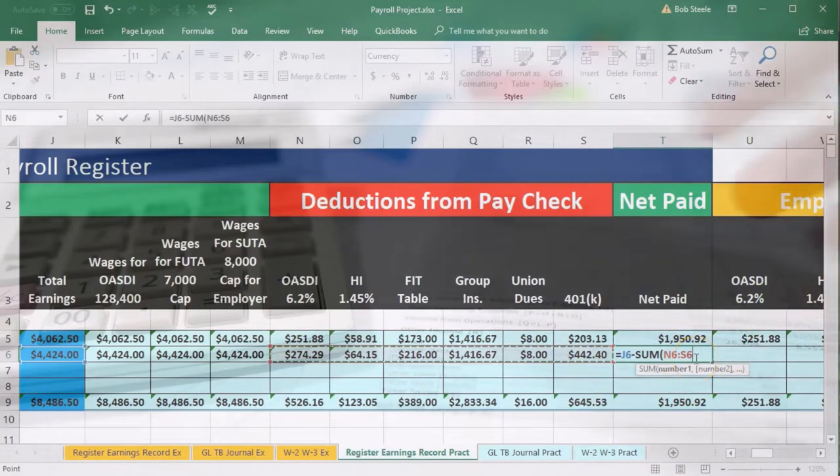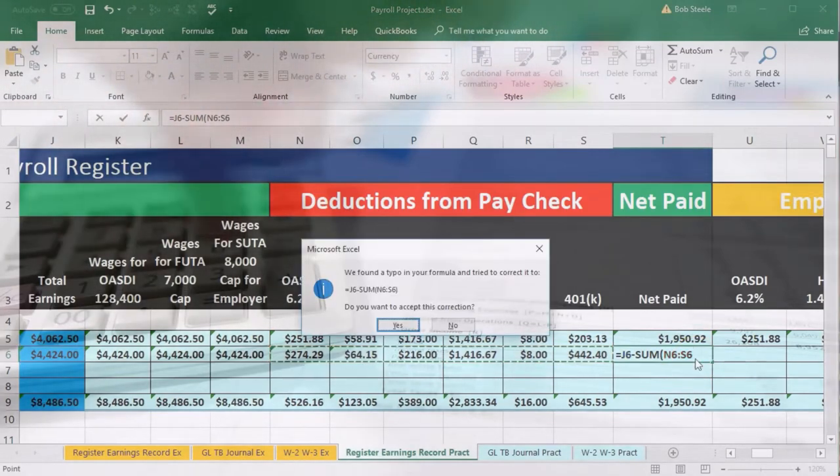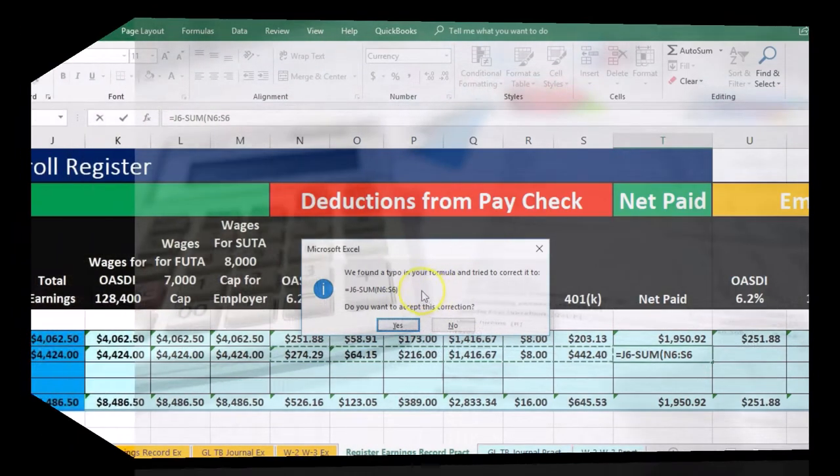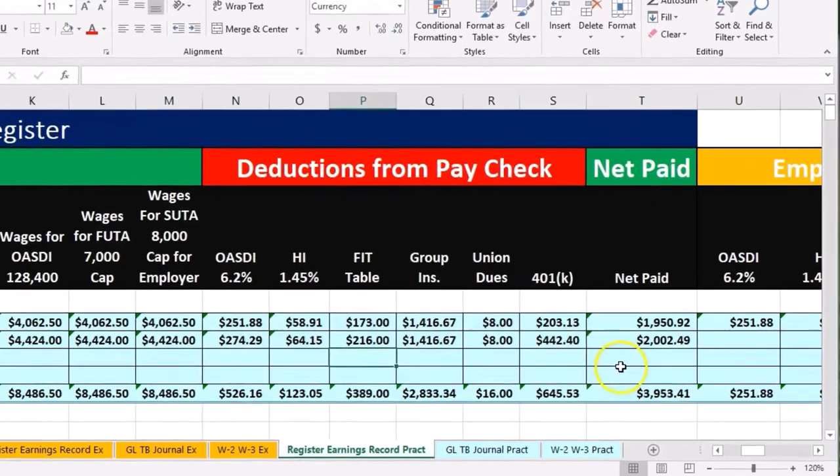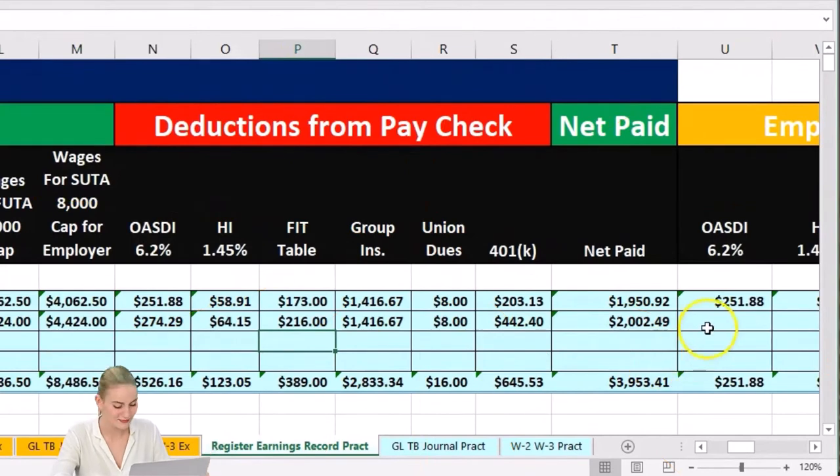Notice I should close the bracket with shift 9. If I don't do that and I just hit enter, it's okay. It's kind of scary. It says that we messed up somehow, but all it's saying is we found a typo. We're going to close it up for you, and is this what you want? And we're like, yeah, that's what I want. And then we have the 2,249.